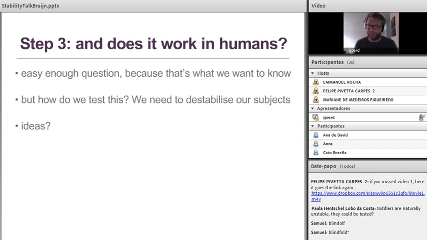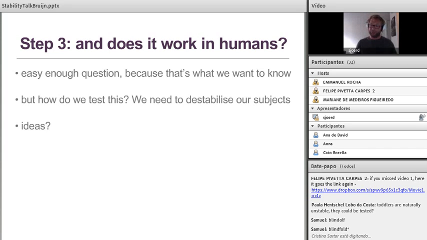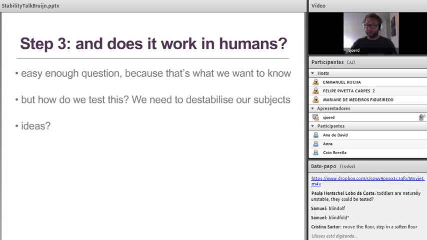Toddlers are naturally unstable. They could be tested. Blindfold. Well, if you're going to test toddlers, then you're testing two groups against each other again, and you have the assumption that the toddlers are unstable, but you don't know. The blindfold, I quite like the idea, because with the blindfold you take one source of sensory information away, and because you have less sensory information, you can say that the processing should be less well, so stability should be a problem. I see one more, two more.